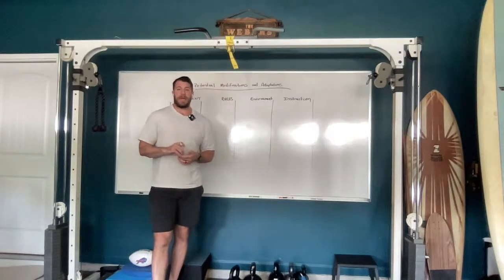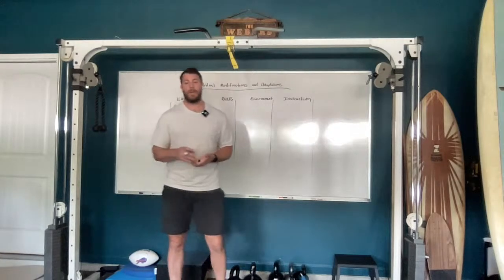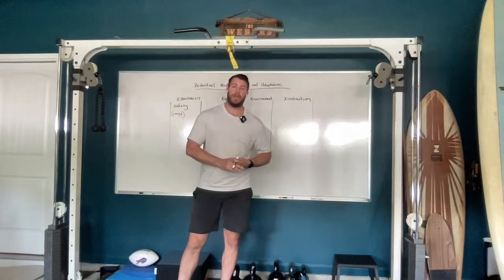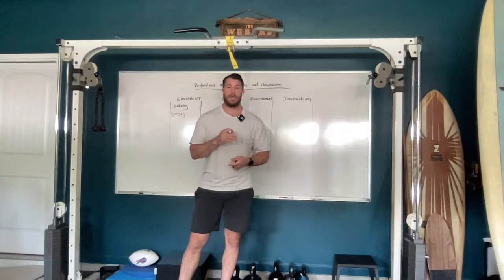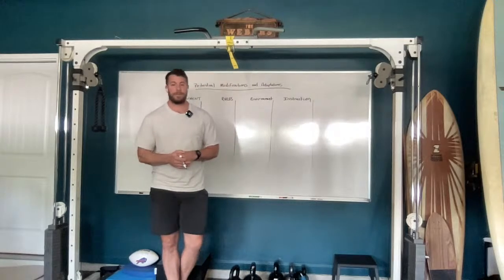Other good pieces of adaptive equipment are the battle ropes. Those are great for individuals with lower body impairments. They allow them to get an upper body cardiorespiratory exercise, and it can also be used as a power exercise and even a strength endurance exercise.